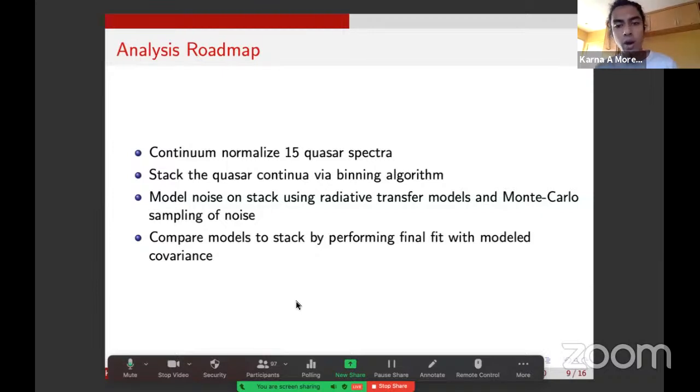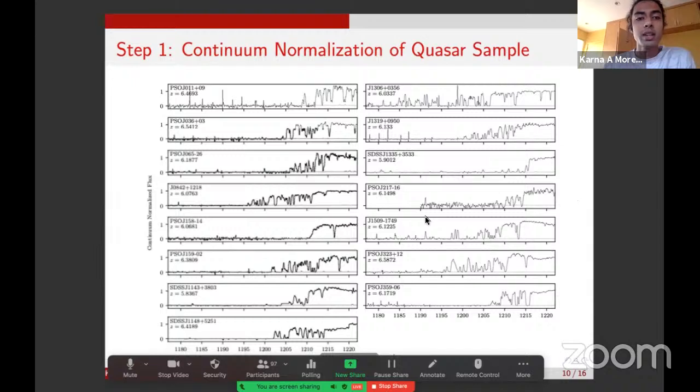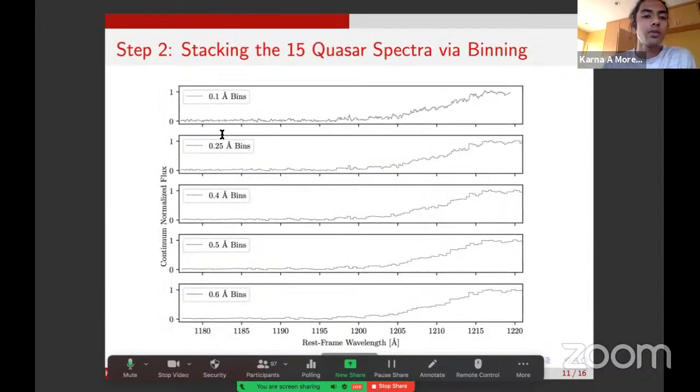And so here's step one, continuum normalization. We just divide the spectra by the continuum, pretty standard. And then step two is stacking the 15 quasar spectra via binning. And so we just take an average of all the flux pixels within a particular wavelength bin. And for our final analysis, we chose 0.5 angstrom bin size. And so the third step is trying to quantify the noise on the stack.